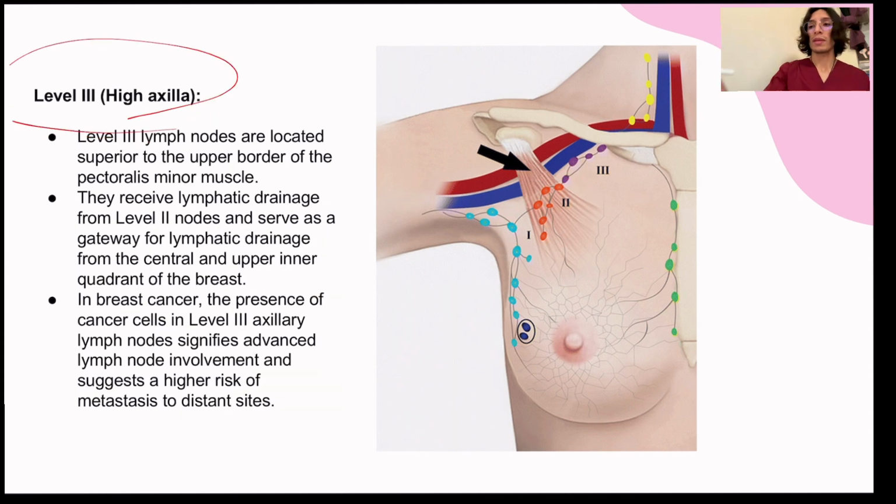Level 3, high axilla. Here, the level 3 lymph nodes are located superior to the upper border of the pectoralis minor muscle. They receive lymphatic drainage from level 2 nodes and serve as a gateway for lymphatic drainage from the central and the upper inner quadrant of the breast. In breast cancer, the presence of cancer cells in level 3 axillary lymph nodes signifies advanced lymph node involvement and suggests a higher risk of metastasis to distant sites.